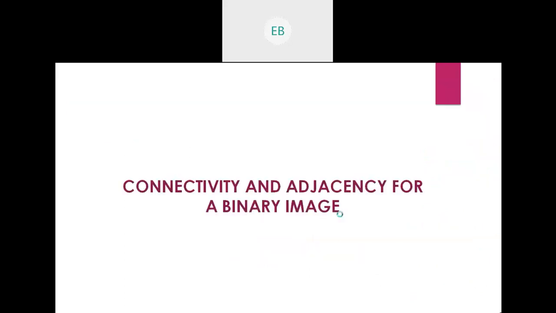Okay, so next we go on to connectivity and adjacency for a binary image. When I say a binary image, what do you understand by this concept? Binary means a set of values which have only two possible values, 0 and 1. So basically we want to connect the pixels, that is, we want to know how the pixels are related to each other in a binary image. Okay, so let's go on to the next slide.